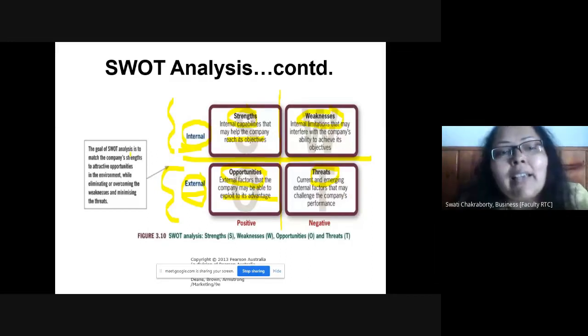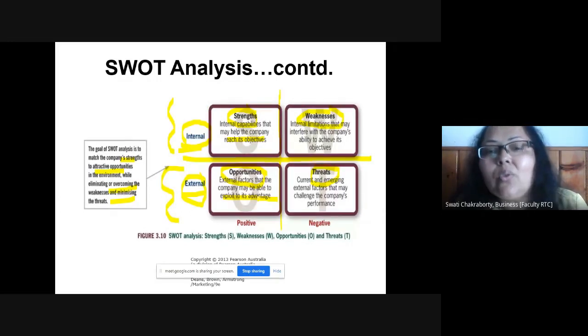So that's why it says the goal of SWOT is to actually match the strengths which would be able to attract the opportunities, while on the other hand trying to eliminate or overcome the weaknesses. That is, using the strengths to capitalize on the opportunities, while on the other hand trying to minimize or eliminate the weaknesses, and also to overcome the weaknesses and minimize the threats. So this is the purpose. That's how we have the four different types of strategies.